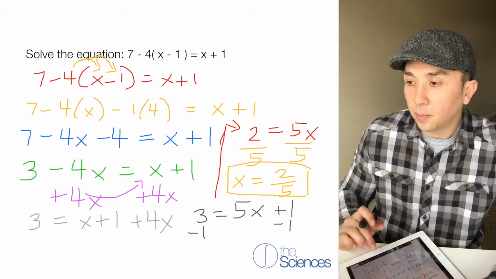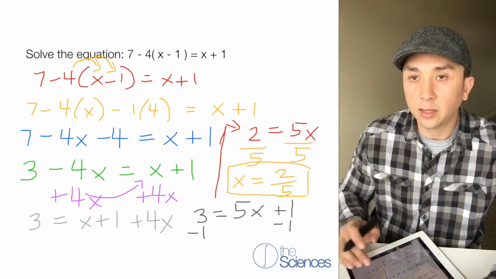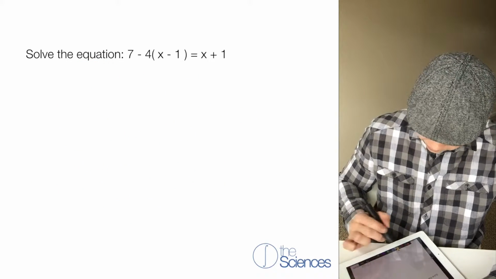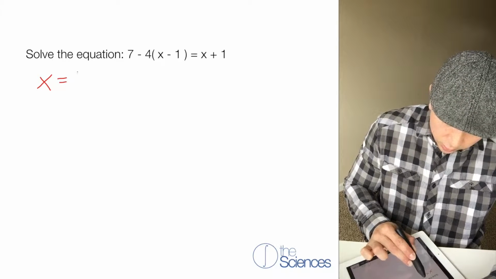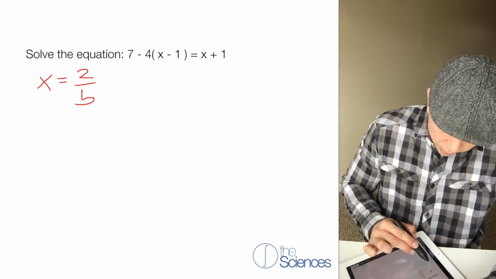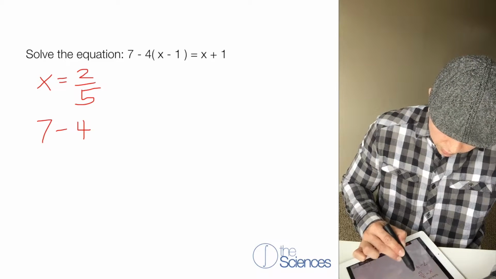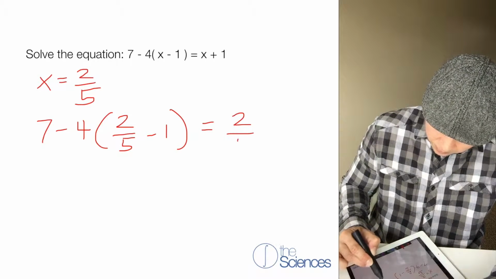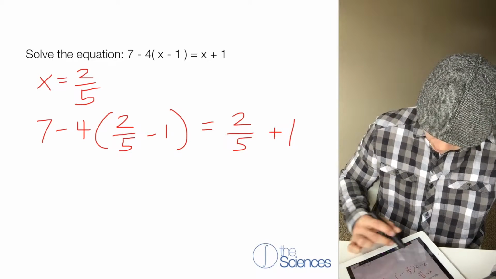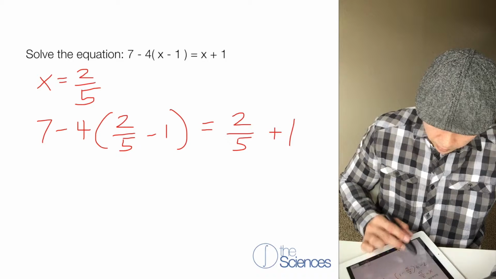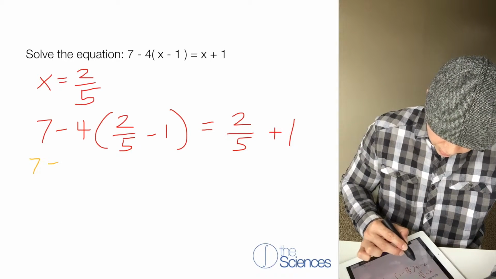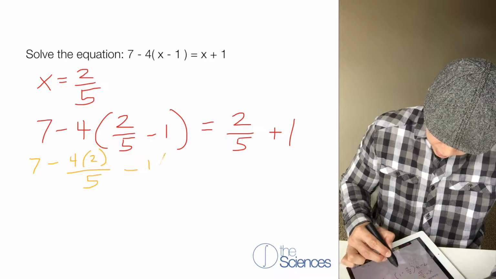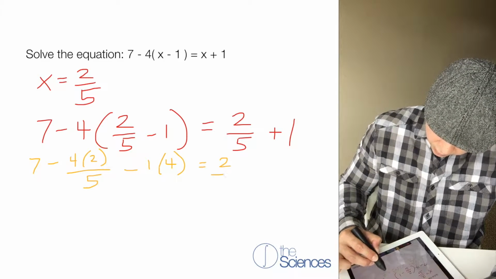So now we can substitute x equals 2/5 back into the equation and then solve to check our answer. So let's go ahead and do that. We said x equals 2/5. So now if we do 7 minus 4 times 2/5 minus 1 equals 2/5 plus 1. The first thing we're going to do is multiply 4. So we get 7 minus 4 times 2 over 5 minus 1 times 4 equals 2/5 plus 1.